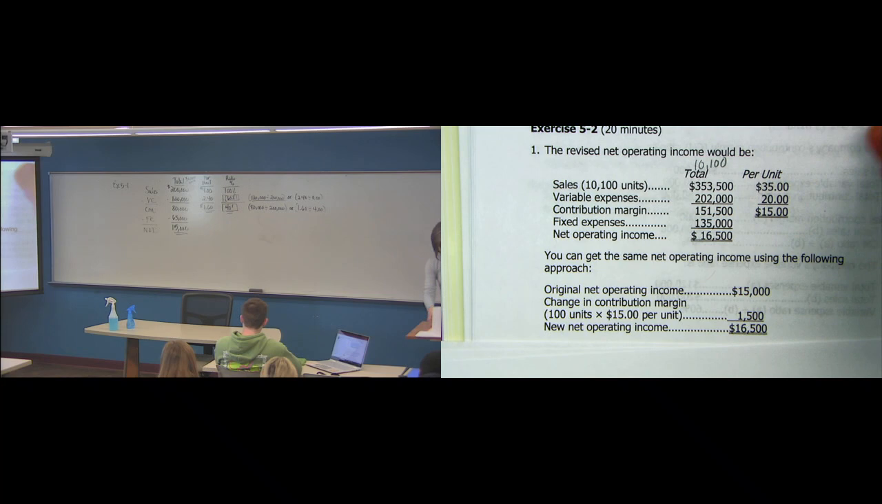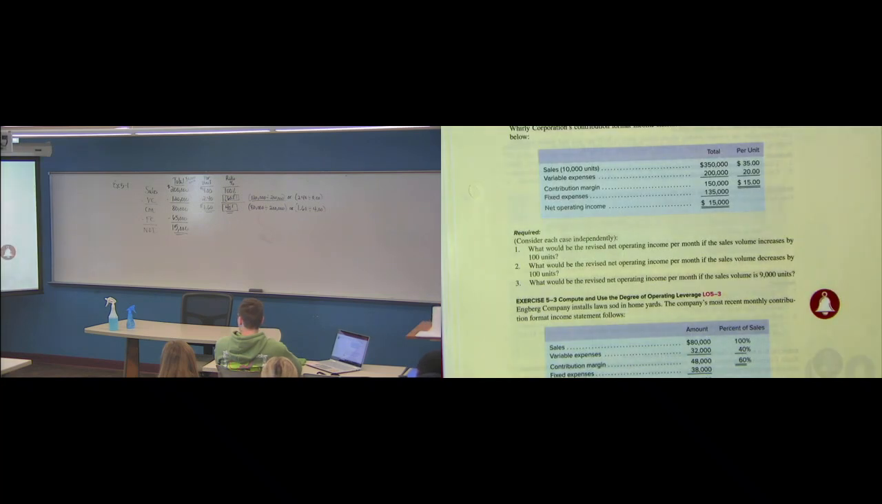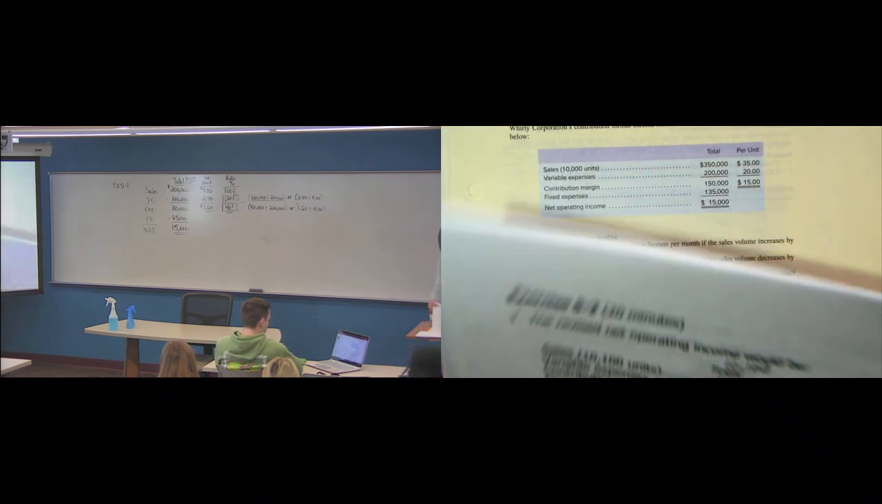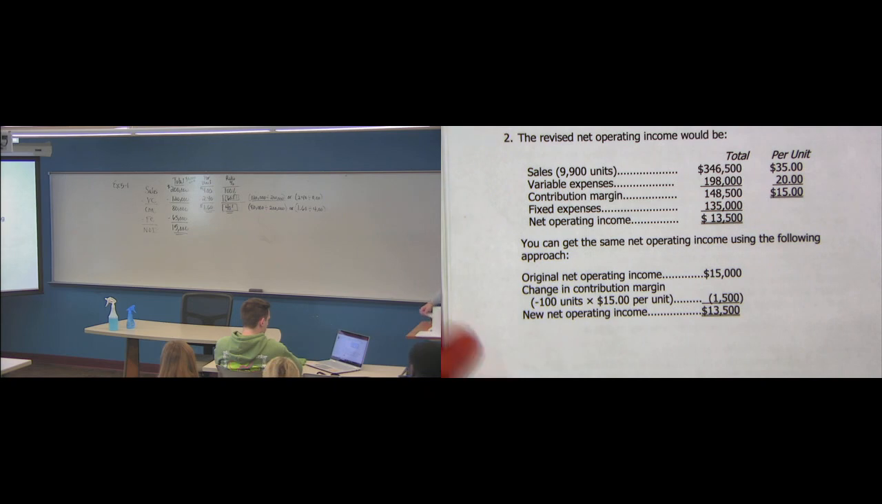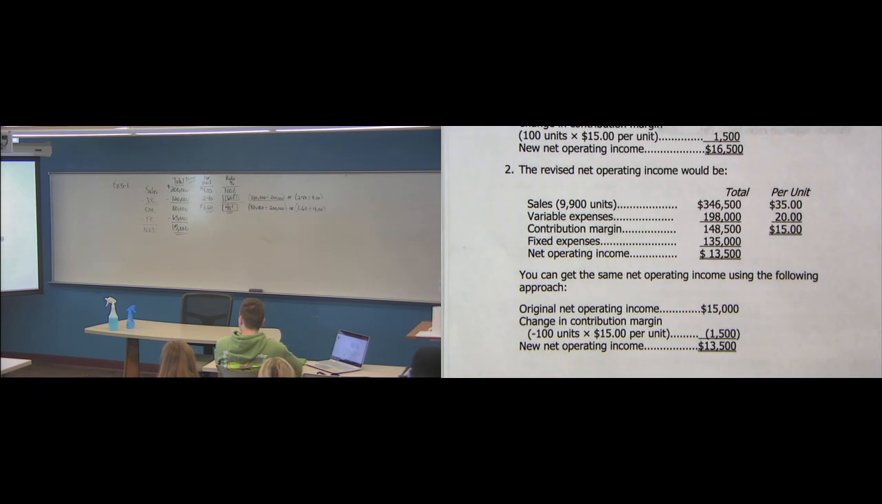Okay, so let's see, part 2 of that question. What would be the revised net operating income per month if the sales volume decreases by 100 units? So what does the new sales volume become? You go back to the original 10,000, now you're down to what? 9,900, and we have a similar situation here, right? So 9,900 is 100 units less.